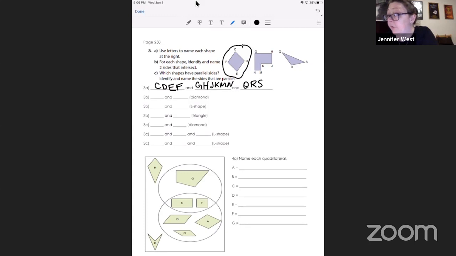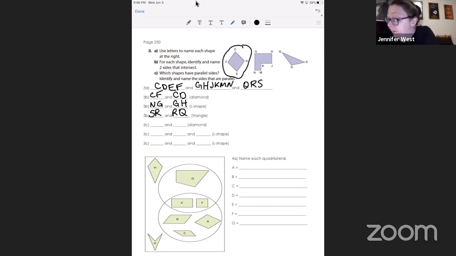Which identify and name the two sides that intersect. Okay, so the diamond has CF and CD that intersect. The L shape has NG and GH that intersect. And the triangle has SR and RQ that intersect.